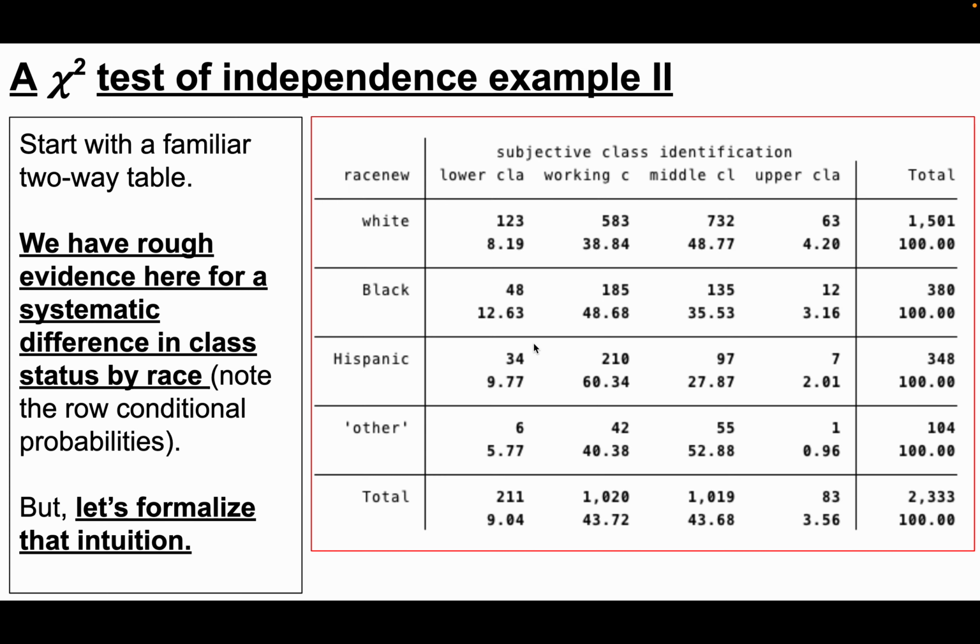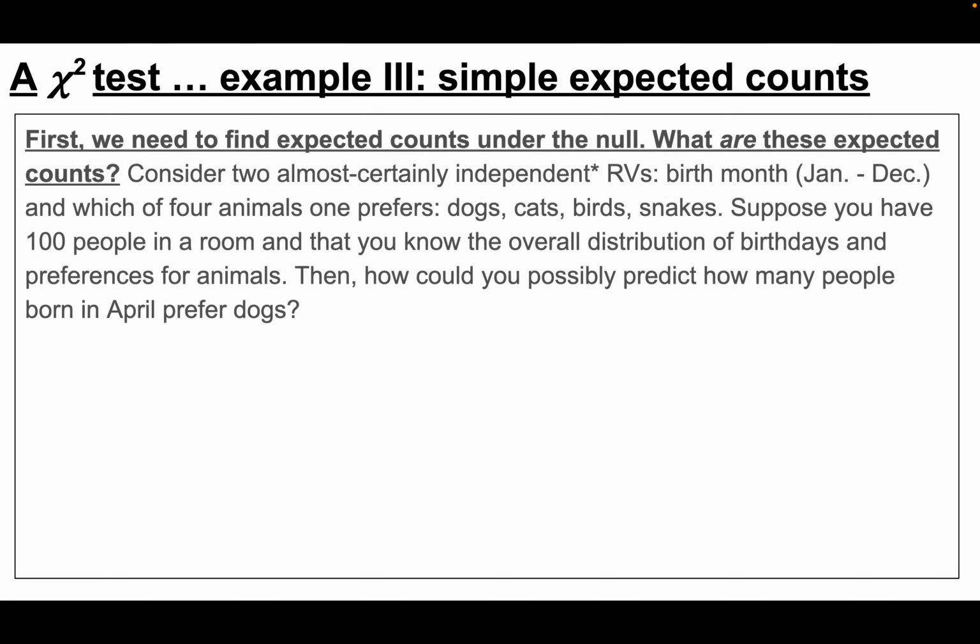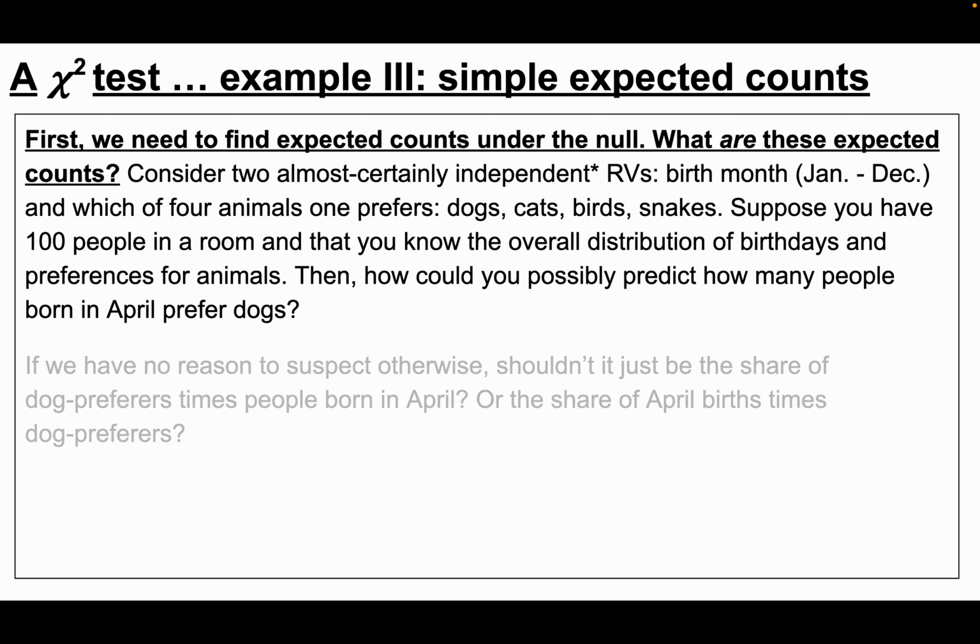So let's think about how we can be a little more systematic. First we need to find the expected counts under the null. So what are these expected counts? I want you to think about a simpler example. So consider 2 almost certainly independent random variables: someone's birth month and which of 4 animals they prefer: dogs, cats, birds, and snakes. Suppose you have 100 people in a room and you know the overall distribution of birthdays and preferences for animals. Then how could you possibly predict how many people born in April prefer dogs?